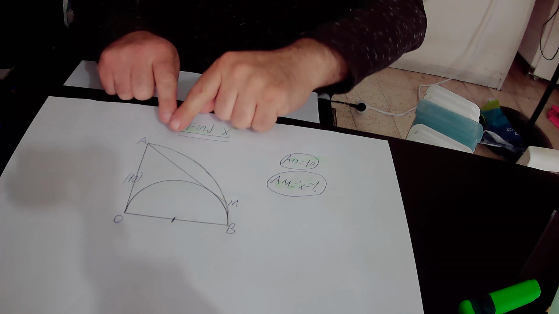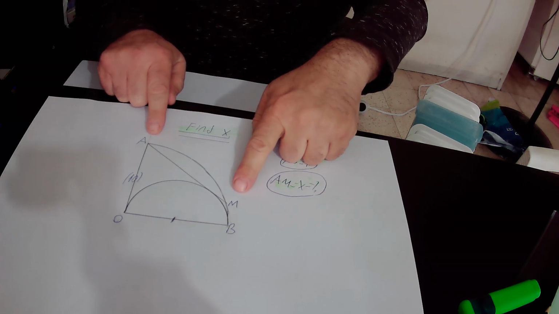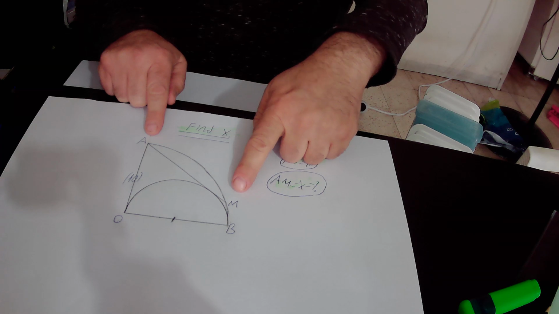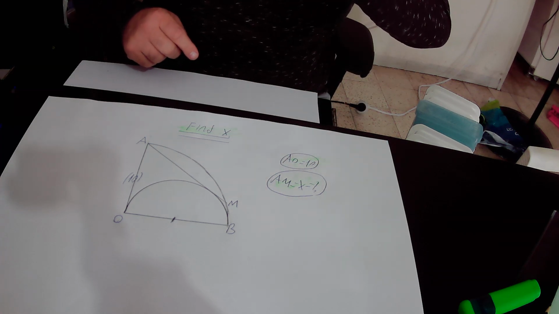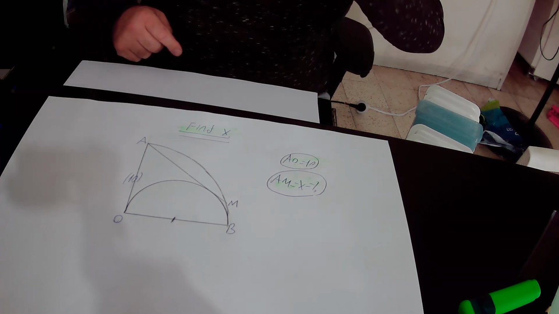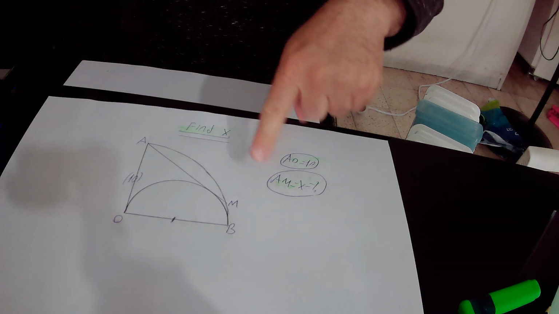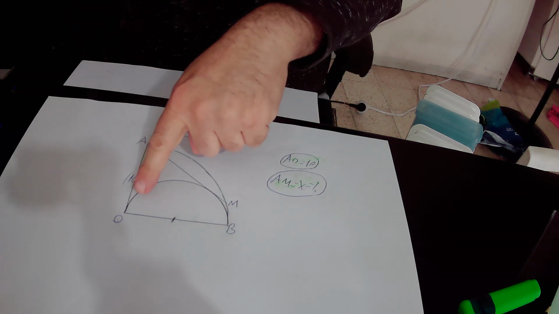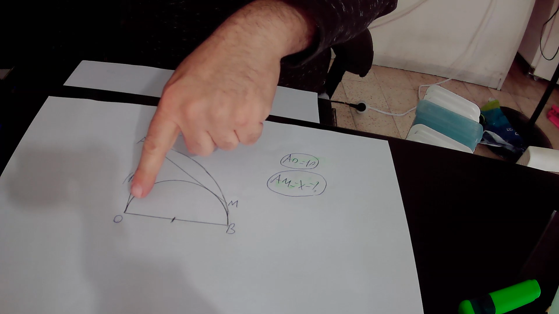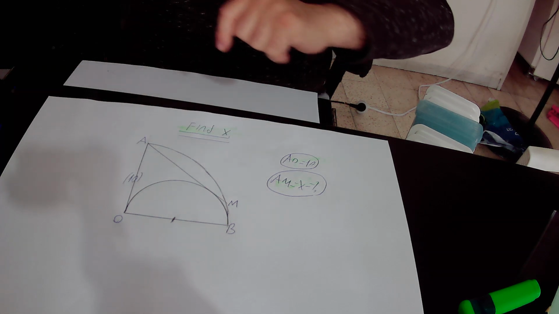Our mission is to find out the length of this line segment AM, which is equal to X, according to what is given in the question. So we know that AOB is a quarter circle, therefore this angle AOB must be equal to 90 degrees. It is a right angle.